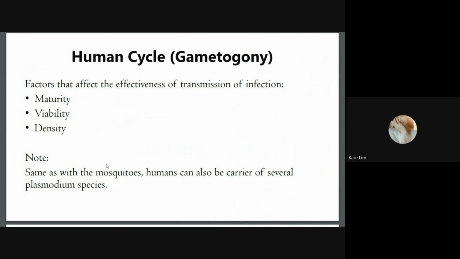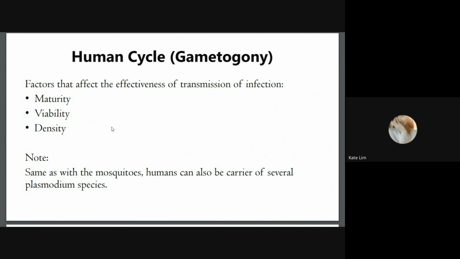Next we have your density. This is all about the numbers. When you say density, numbers. The higher the parasite's density in the human bloodstream, the greater the chances that the mosquitoes will pick up those gametocytes and pass them on. So these are just some of the factors that can affect the effectiveness of transmission of the infection.